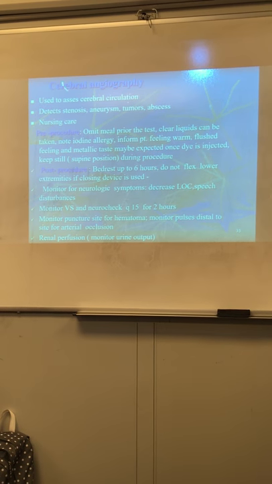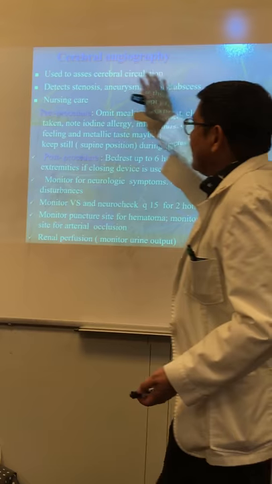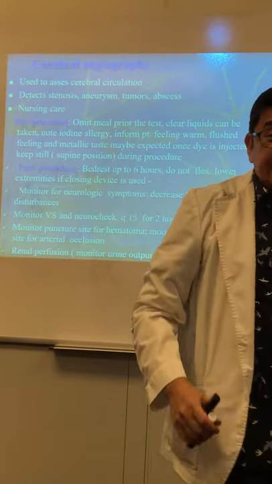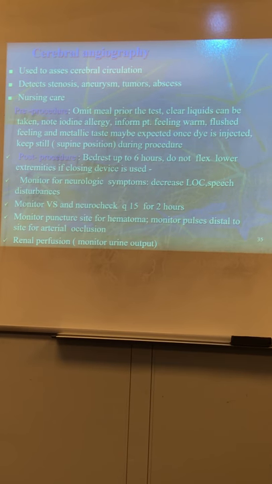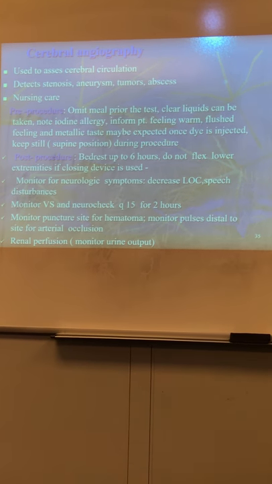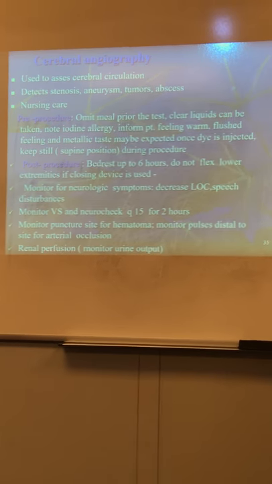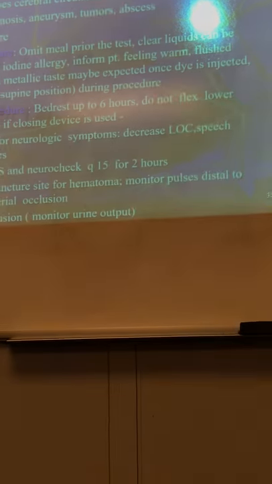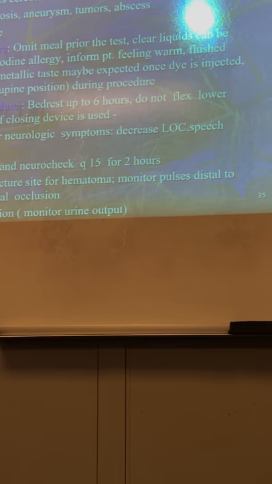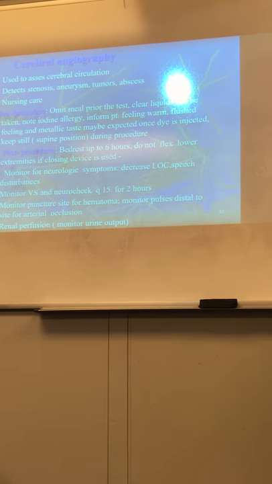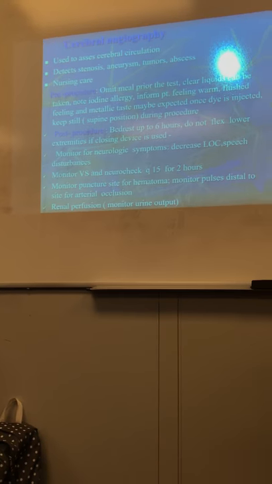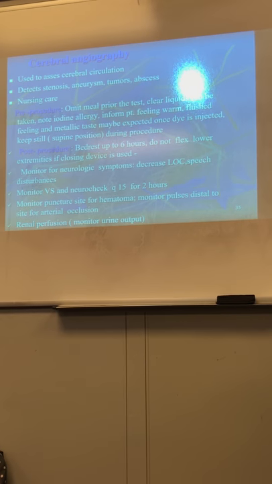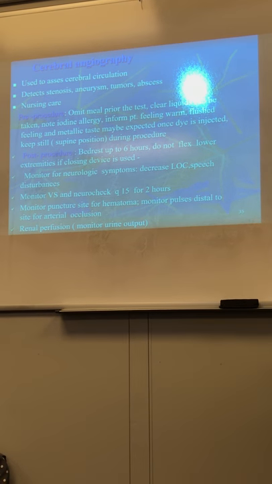Cerebral angiography, I told you about angiography, but this time it's specific for the cerebral circulation. The arteries, the blood vessels that supply the brain. So you do this if, for example, the patient has a stroke, meaning there's a blockage of the artery, and you want to know where that blockage or obstruction is, which part of the cerebral circulation. So you can do a cerebral angiography.